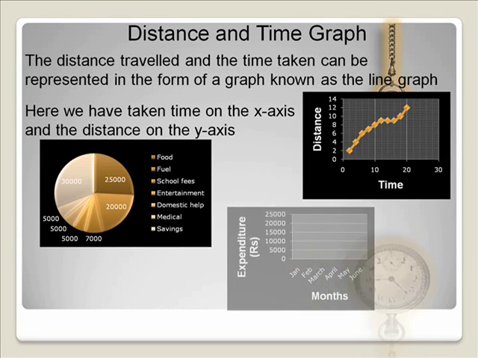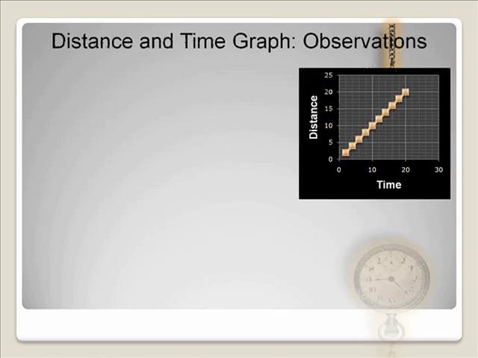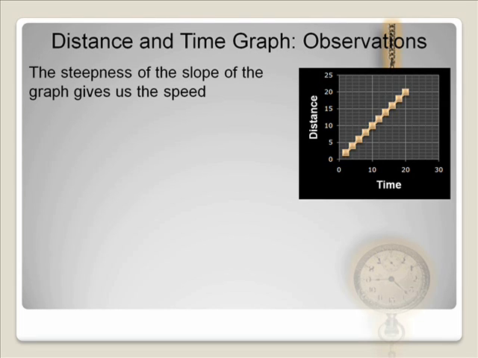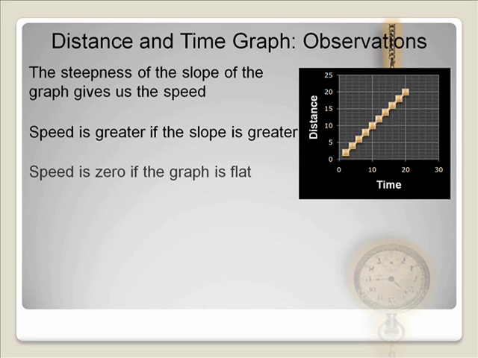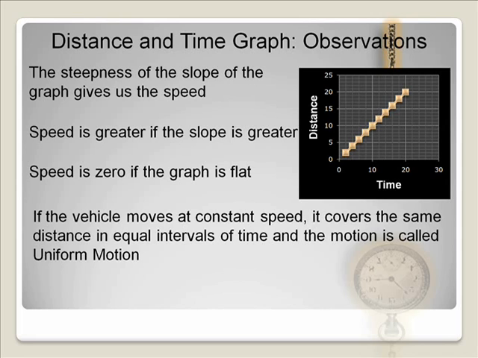Other commonly used charts are the pie chart and the bar graph. Here we have a pie chart representing household expenditure, while the next figure is a bar graph which represents the household expenditure over a 6-month period. To wind up this lesson, we will examine a distance and time graph and summarize the observations. The steepness of the slope of the graph gives us the speed. Speed is greater if the slope is greater. Speed is 0 if the graph is flat. If the vehicle moves at constant speed, it covers the same distance in equal intervals of time, and the motion is called uniform motion.